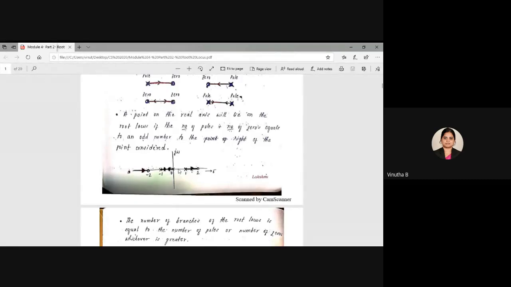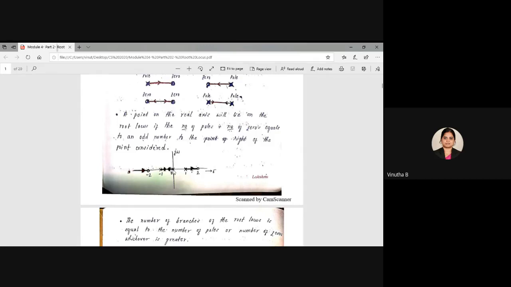Suppose you consider a point in between 0 and 1. If I place a test point between 0 and 1 and see towards its right side, there is one pole and there is one zero. That gives an even total of 2 points lying to the right of the test point. So the point does not lie on the root locus.